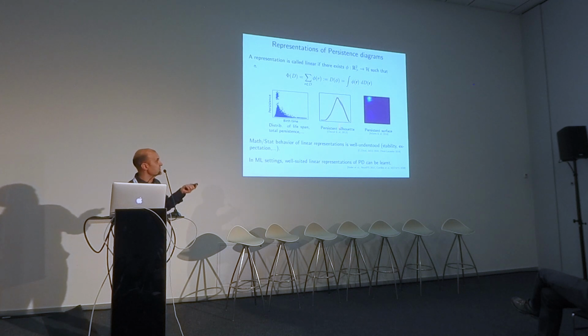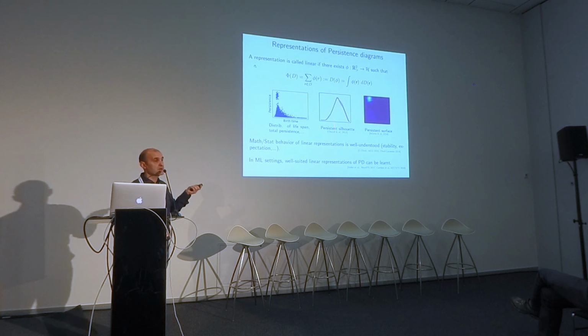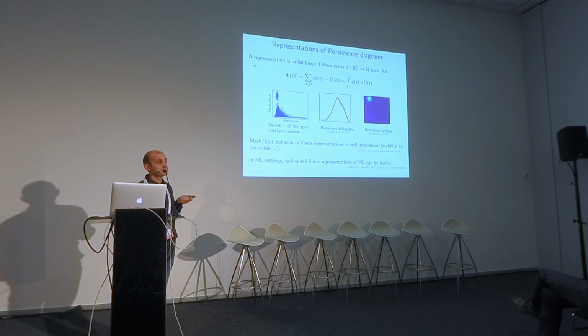In particular, for example, the persistence images that have been mentioned by Catherine are more or less the convolution of the diagram with a Gaussian function.